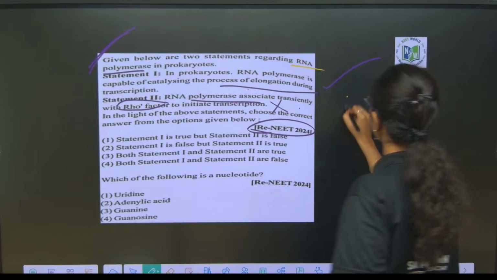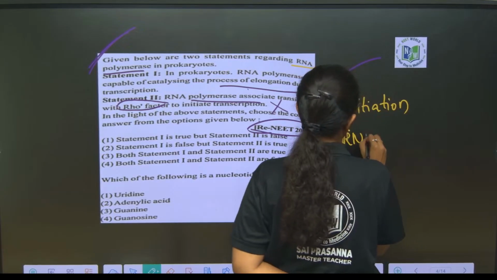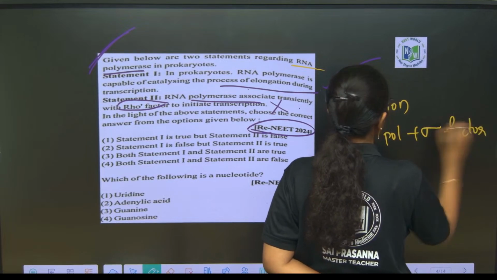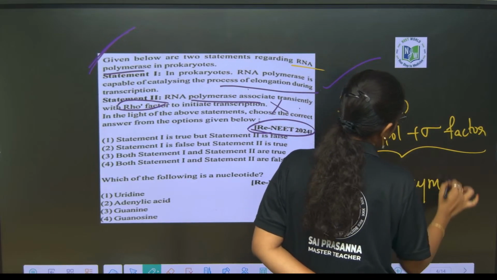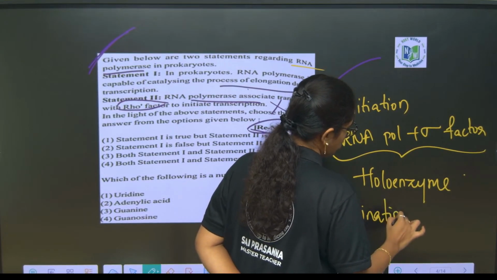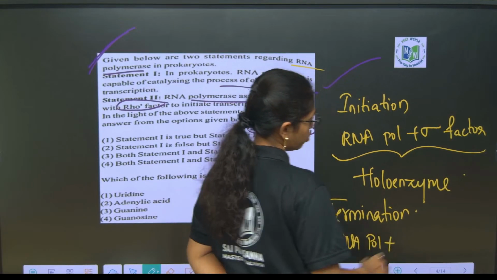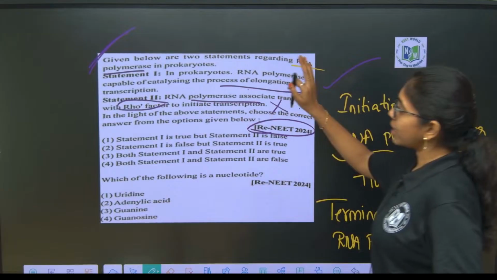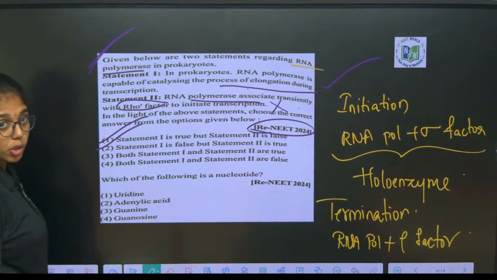To initiate transcription, for initiation, RNA polymerase will bind with sigma factor, which forms a holoenzyme. And for termination, during the process of transcription, RNA polymerase will bind to Rho factor. So here, statement 1 is true and statement 2 is false. Option 1 is the right answer.